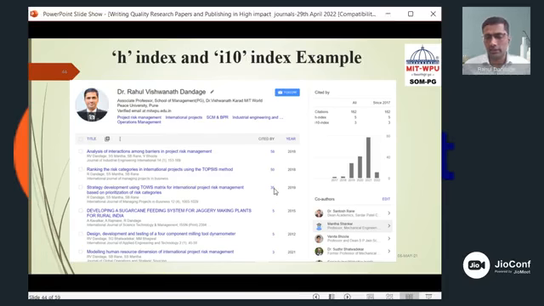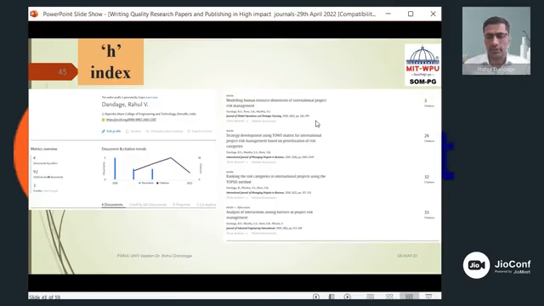10 or more than 10 citations. So my I-10 index is 3, which is defined by Google Scholar. I-10 index 3 indicates I have 3 research papers having 10 or more than 10 citations, and H index 5 indicates I have 5 research papers which have 5 or more than 5 citations. Now this is about the Google Scholar profile. If I go to my Scopus profile, even though I am the same person, here you can see the H index is 3.